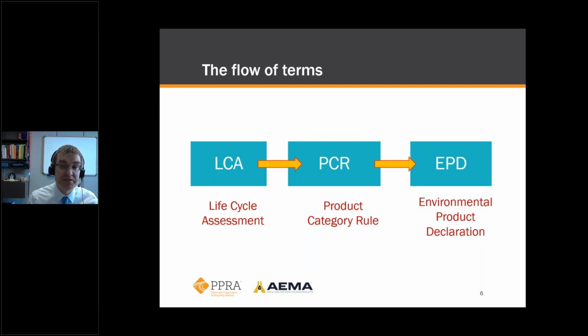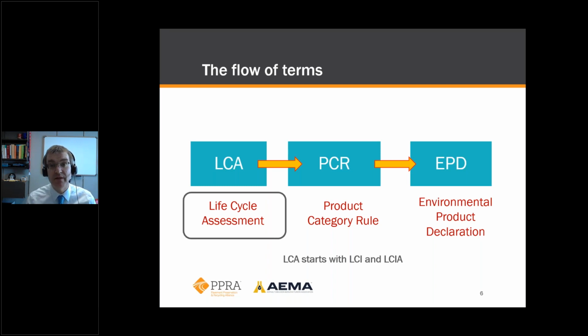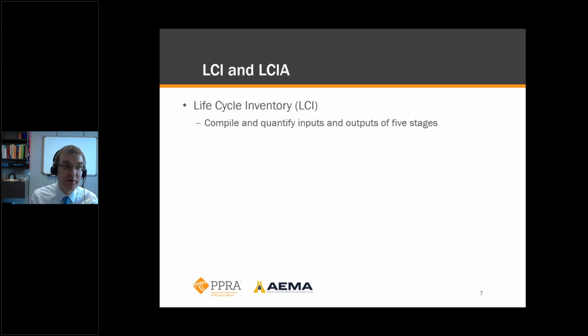So LCA, PCR, EPD: life cycle assessment, product category rule, and environmental product declaration. We're going to start over on the far left, and we're going to move from the left to the right. So starting with the life cycle assessment, this is often broken down into 2 different categories, the LCI and the LCIA. And I'm sure you're all eagerly awaiting the definition of the acronyms LCI and LCIA. And luckily, you won't have to wait long. The LCI stands for Life Cycle Inventory.